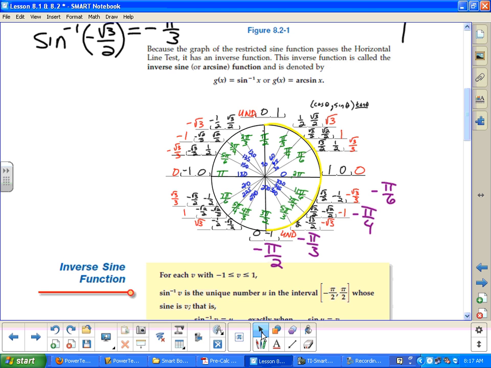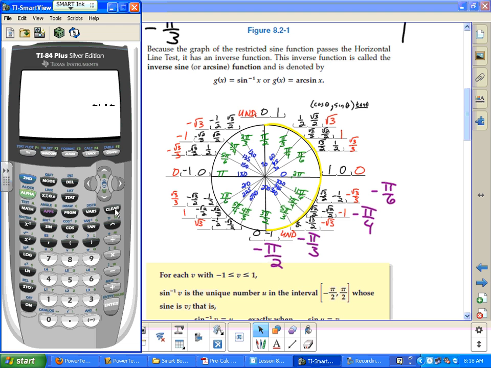And if you look at your calculator, if we graph the inverse sine of x, and hit zoom, let me check my mode first because I want radians. Okay, and zoom 7. And here's the graph of it. The graph only goes from negative pi over 2 over here to pi over 2.